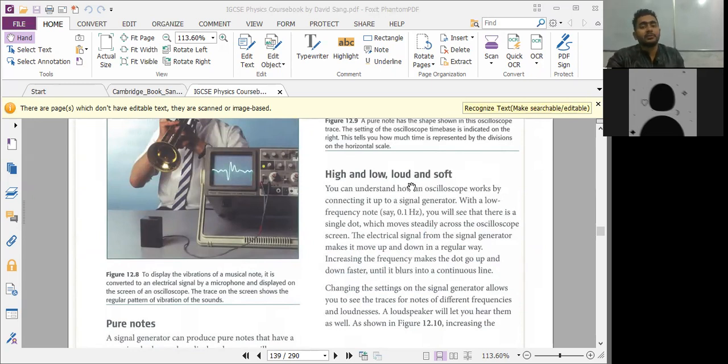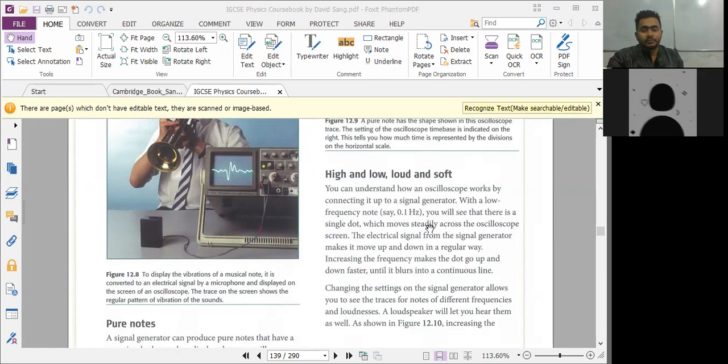What can we define these with? High sound, what will define it? High means in terms of pitch, high pitch. So high pitch will be defined by frequency. Low will be defined by low frequency. Loudness will be defined by high amplitude. Soft will be defined by low amplitude. Clear?